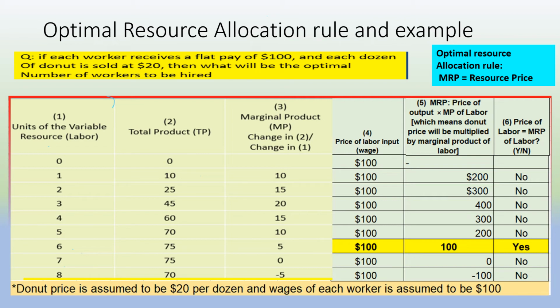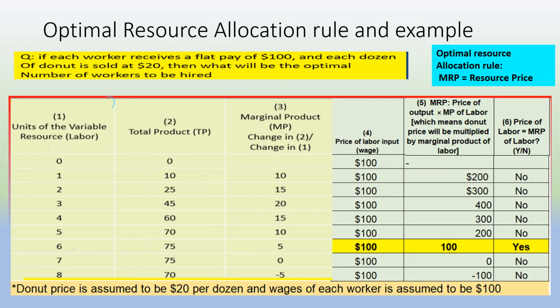But why will the seventh worker not be optimal to hire? Because if we hire the seventh worker, then the marginal product of that person is 0. That means that person did not bring any revenue for the company. So then the company would not be interested in hiring that person and paying those wages, right?